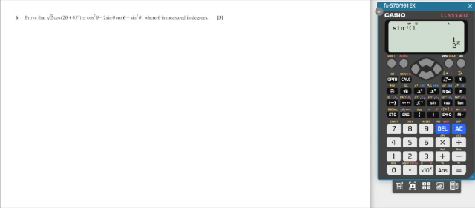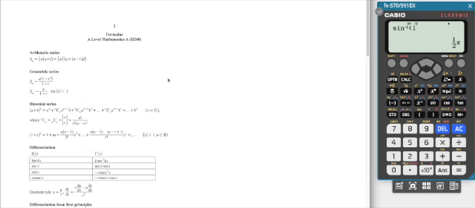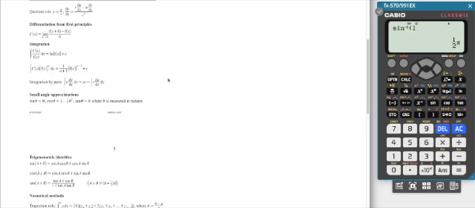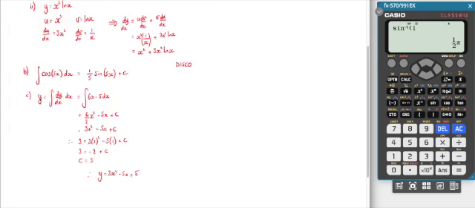So let's go and grab our cos compound angle. So from the formula book, we are going to go to the top of the second page. We've got cos of A plus or minus B is cos A cos B minus or plus sine A sine B. Alright, let's go back to where we were.